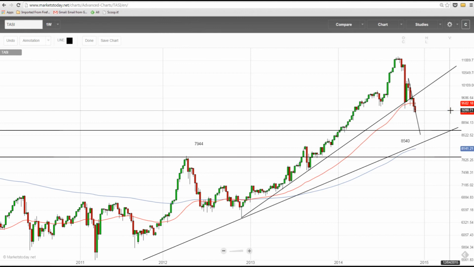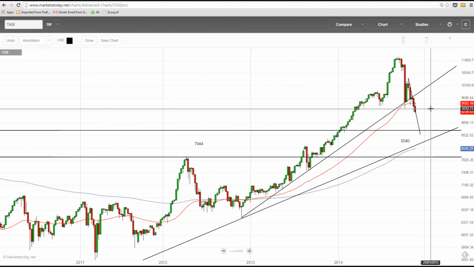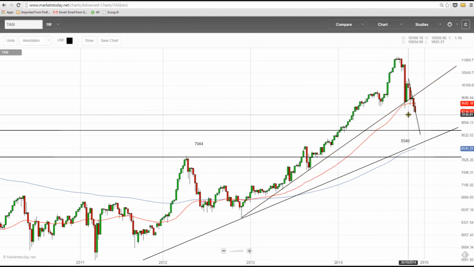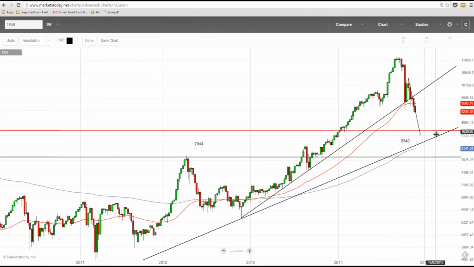The main thing at this point is that the TASI has broken this low, is just about to break yesterday's low, and is clearly in a short-term downtrend with the odds pretty high that it will continue lower.